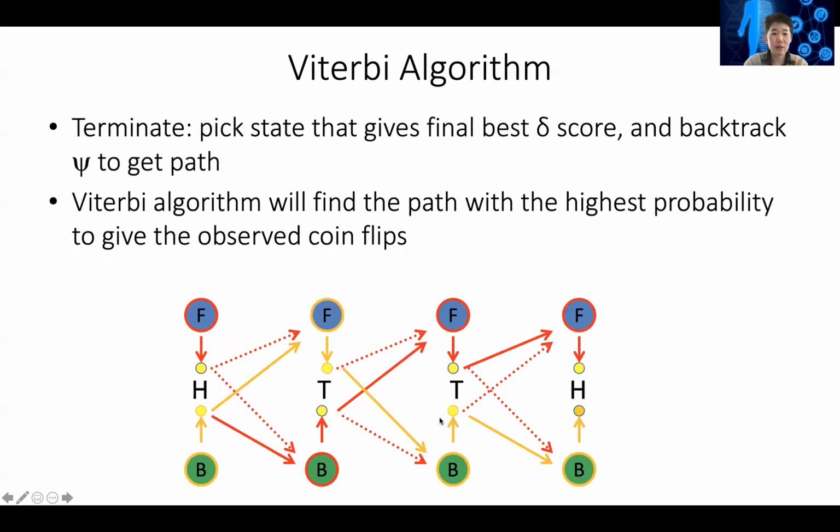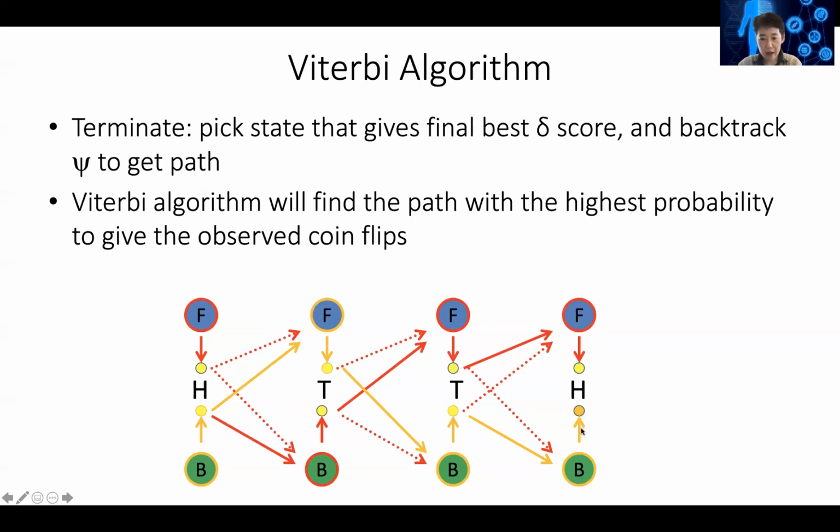And how does this terminate? So at the final termination, we just compare the two delta numbers at the end. And again, we pick the bigger number, or the best, the maximum number. And supposedly the biased coin gives us a better delta number.